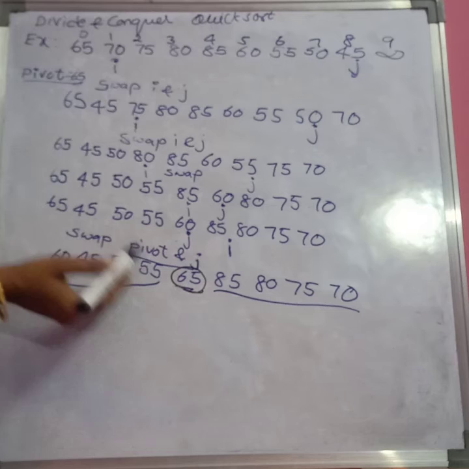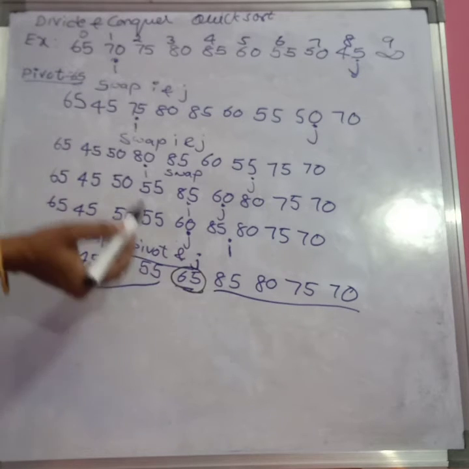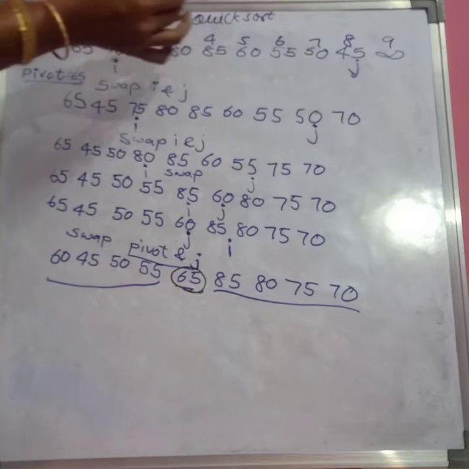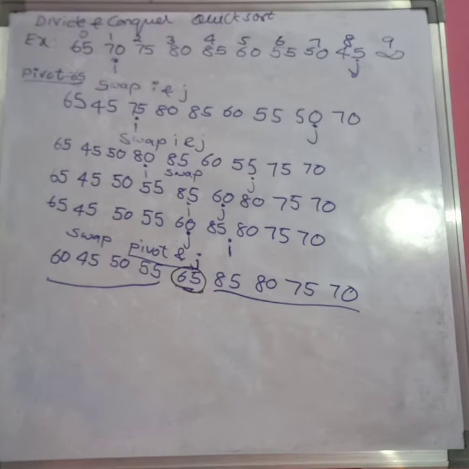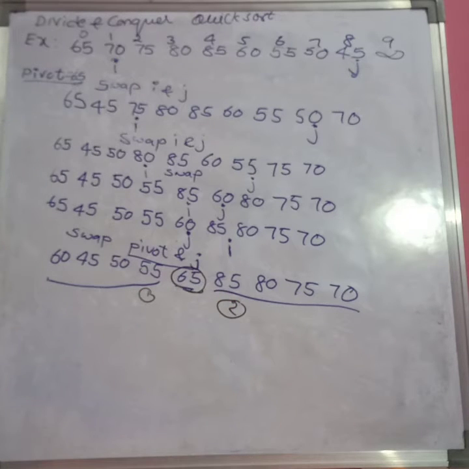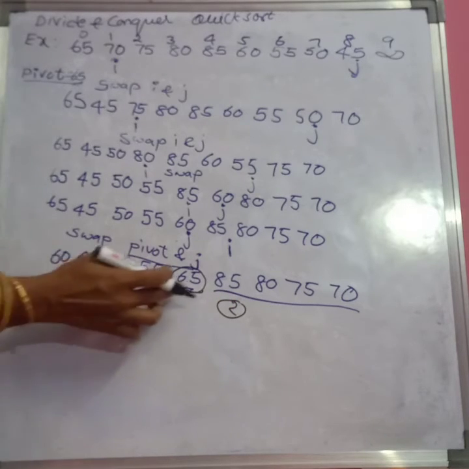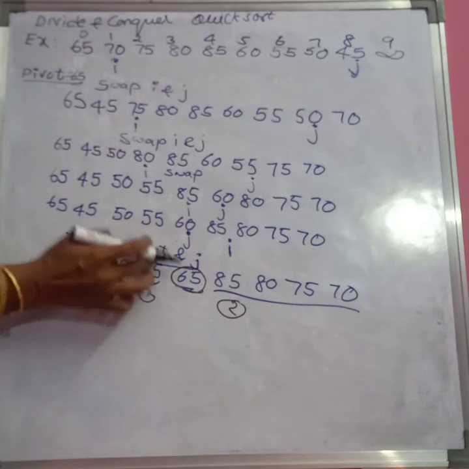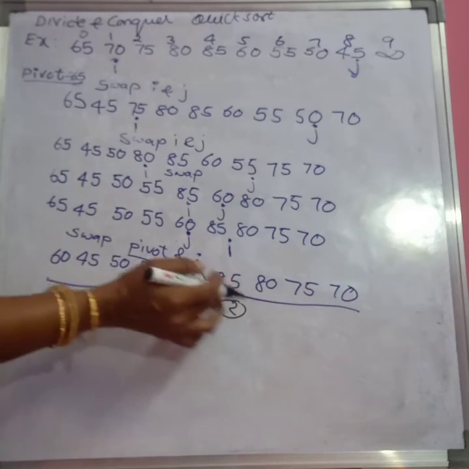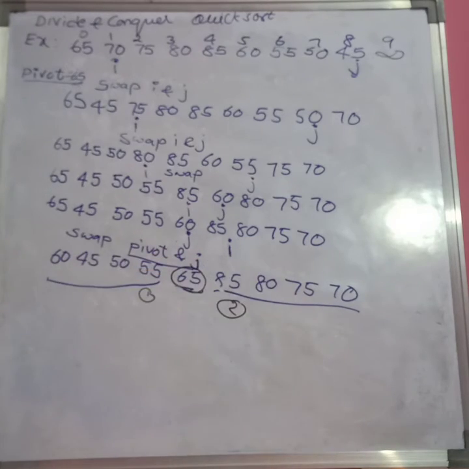So in this original problem, the pivot element is now sorted among these 10 elements, including the infinity. In 10 elements, 1 element is in its sorted position. And this bigger problem is divided into two sub-problems. This is one sub-problem individually, and this is another sub-problem individually. These are lesser in value than the pivot, but these elements are not in sorted position. And whatever elements are here are greater than the pivot element, but they are also not in sorted position.